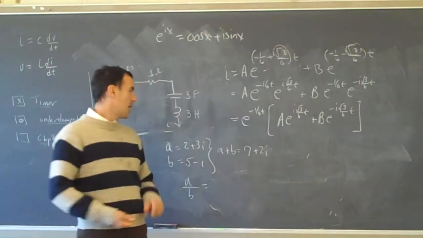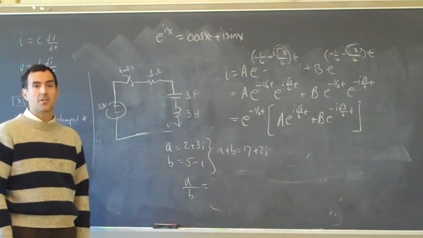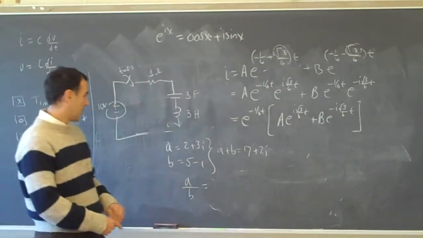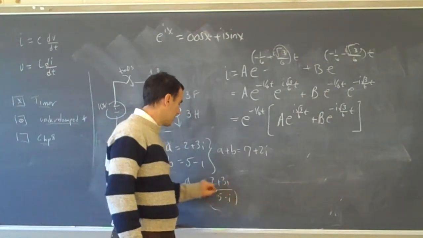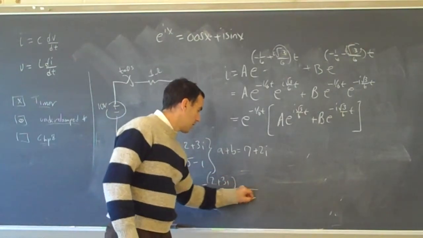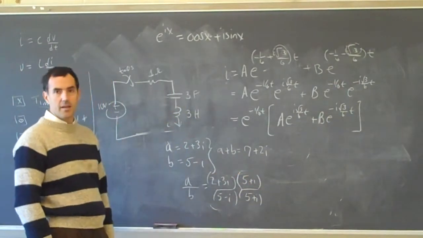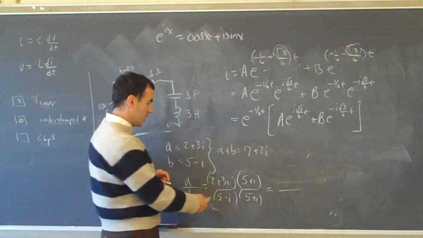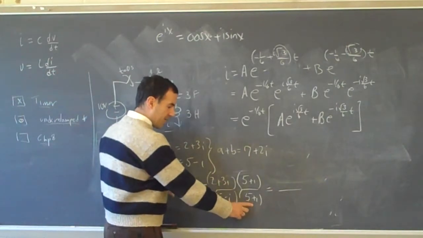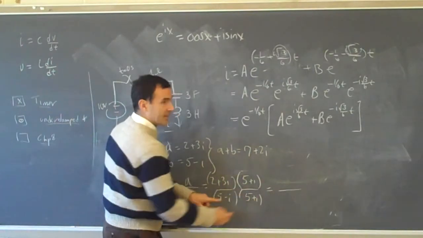One way we could do it is use what we call the conjugate. So I could do 2 plus 3i divided by 5 minus i. And Isaac's suggesting let's multiply top and bottom by 5 plus i. On the bottom, that will then just give us 25 minus 5i plus 5i, which cancel, 25 minus i times i.